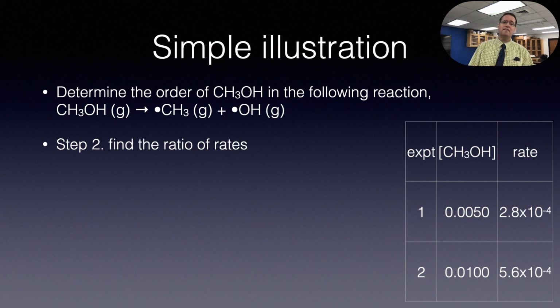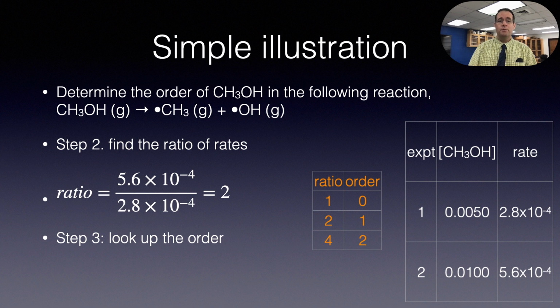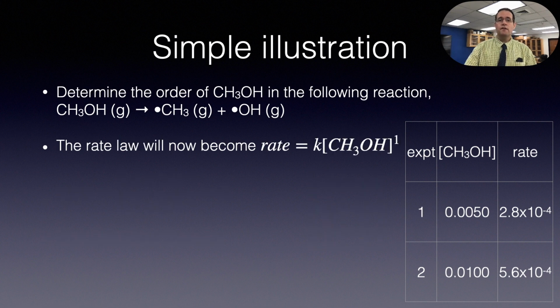So step 2 is to take the higher rate and divide it by the lower rate. And you can see from the table, we want to take the 5.6 divided by the 2.8 times 10 to the minus 4, and we get a ratio of 2. And then what we do is we look up the order in our little table here, the cheat sheet, so to speak. So if my ratio is 2, I look to the right, and the order is 1. So therefore, we can now write a rate law or a rate equation for this chemical reaction. And here I'm leaving the first power written so you can see that it's present.